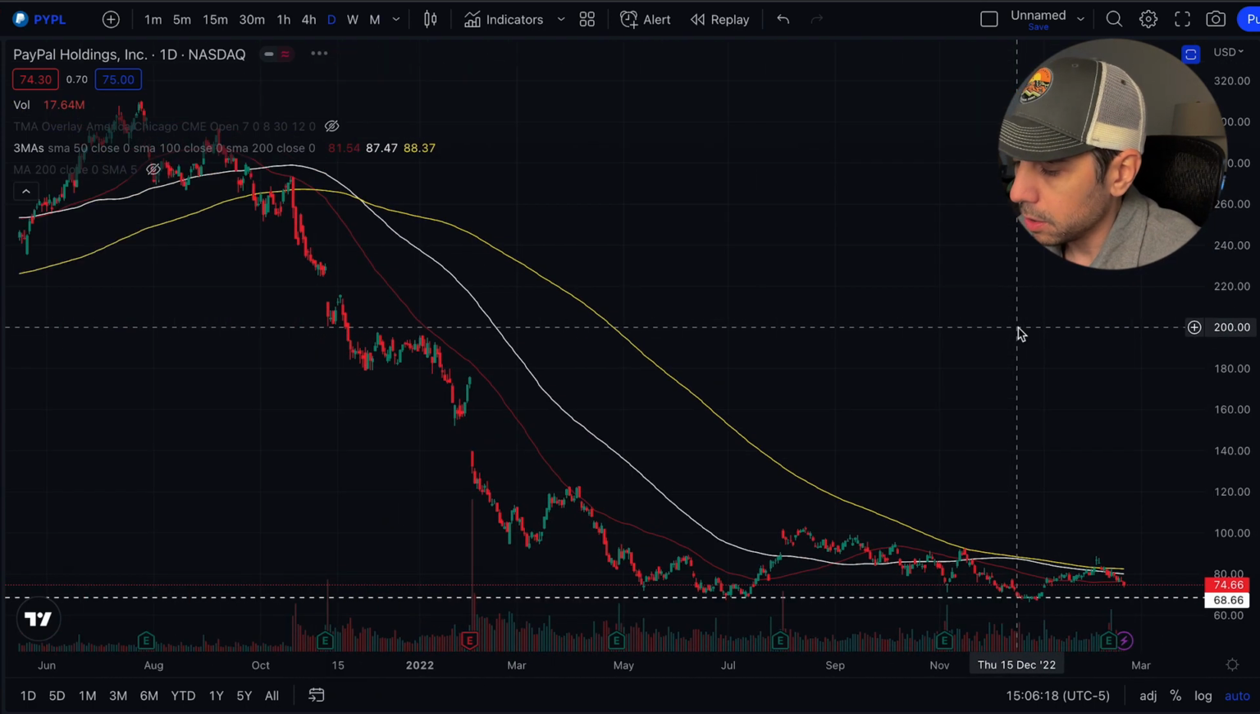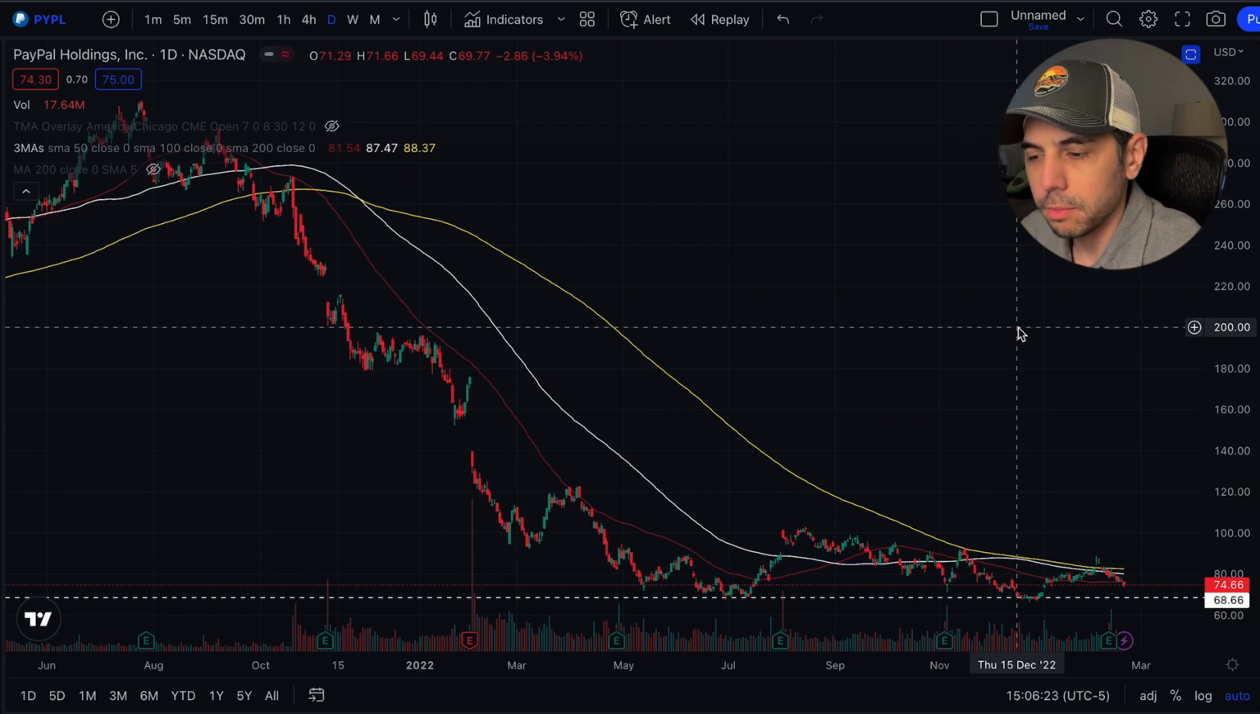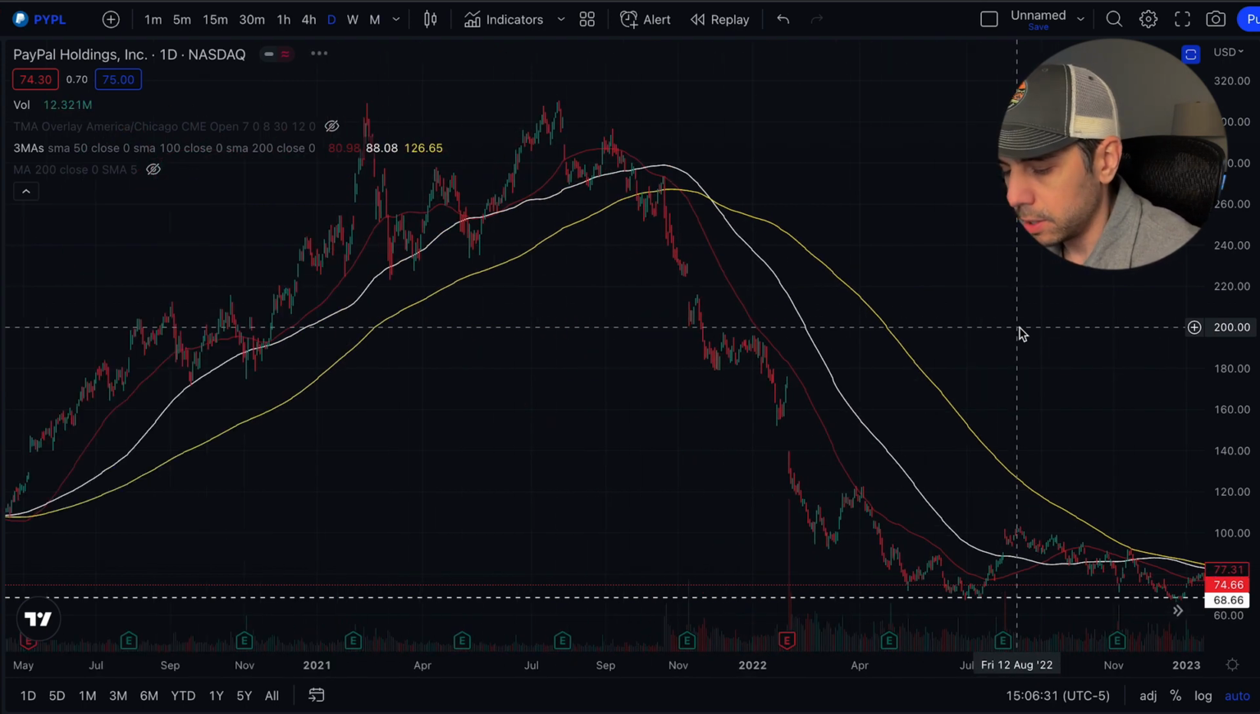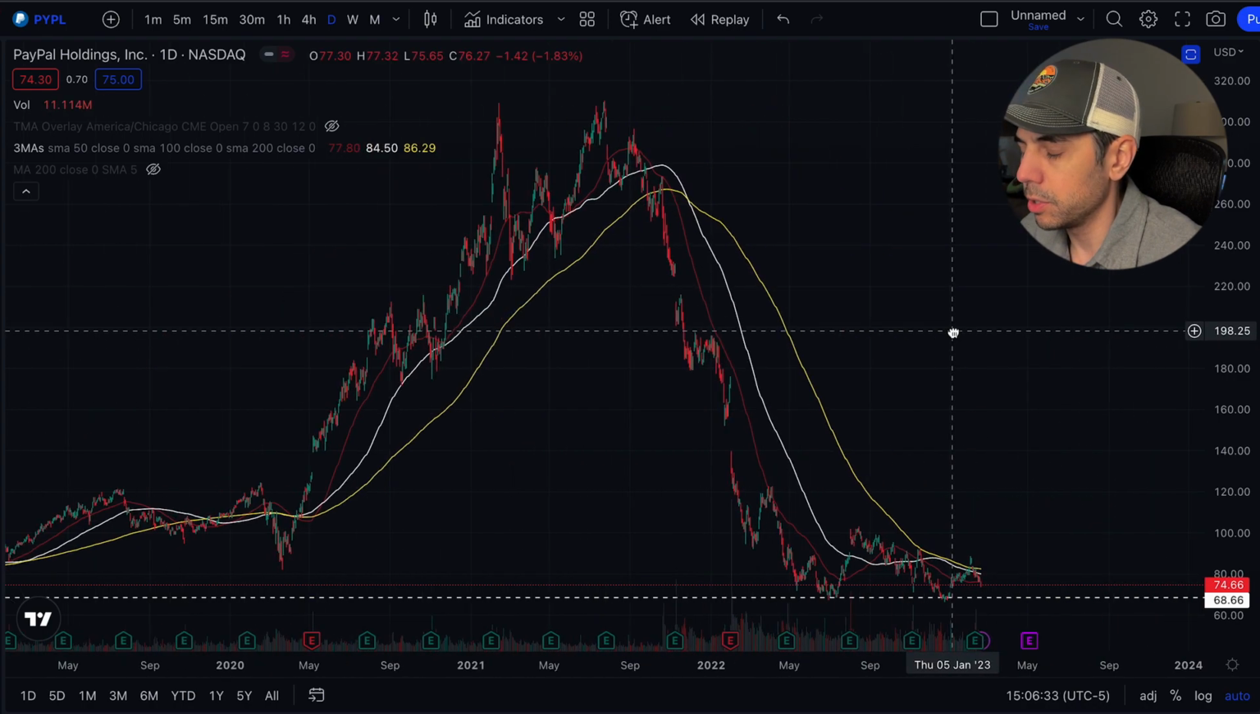Today we are gonna go over how to trade PayPal, how to invest in PayPal. We're gonna talk about some of the fundamentals, the technicals. I am gonna go over my process of how I analyze this chart and how to put a trade on. So let's get started. Let's just talk about the fundamentals really quick.